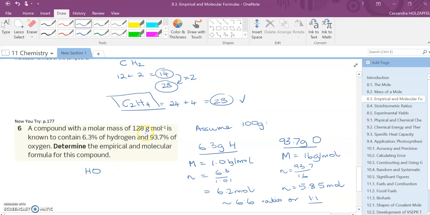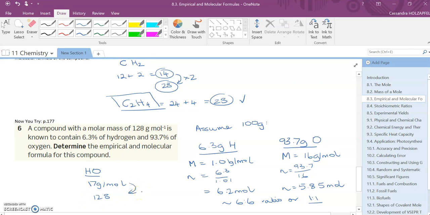Now what it wants me to do is determine the actual formula of this. I'm going to pretend that this is a real compound for a second. So this would have a molar mass, oxygen's about 16, hydrogen's about 1, so that would have a total molar mass of 17 grams per mole. So what number did I have to multiply to get to 128?